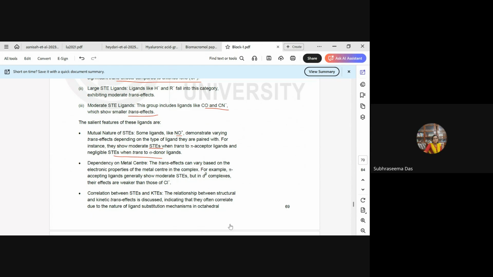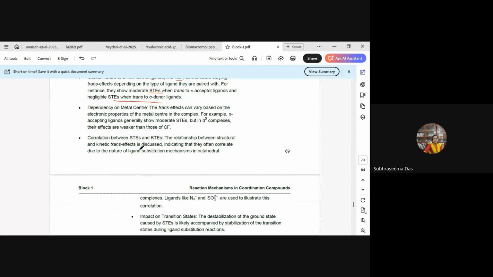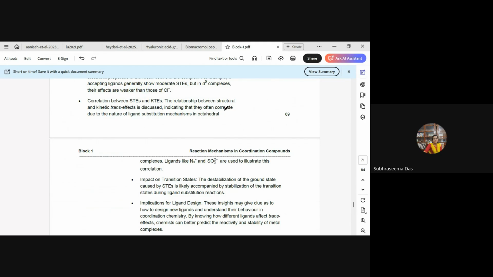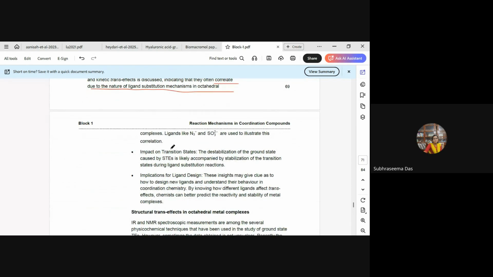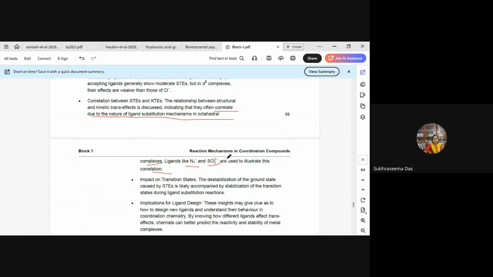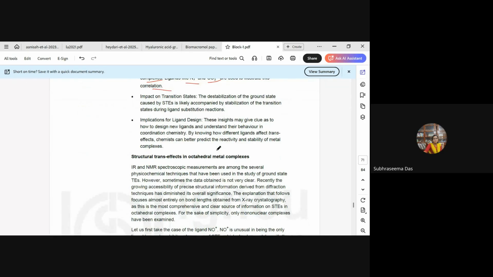Here the configuration also affects the STE. Then the correlation between structural TE and kinetic TE. The relationship between structural and kinetic trans effects is discussed. It indicates that they often correlate due to the nature of ligand substitution mechanisms in octahedral complexes. Ligands like nitride N3 minus and sulfide have been used to illustrate this correlation. That is, particularly in an octahedral field, they are correlated to the nature of the substitution mechanism in an octahedral complex.